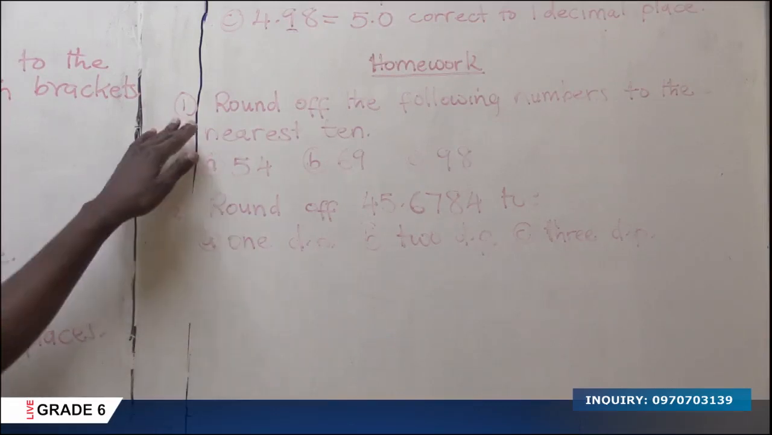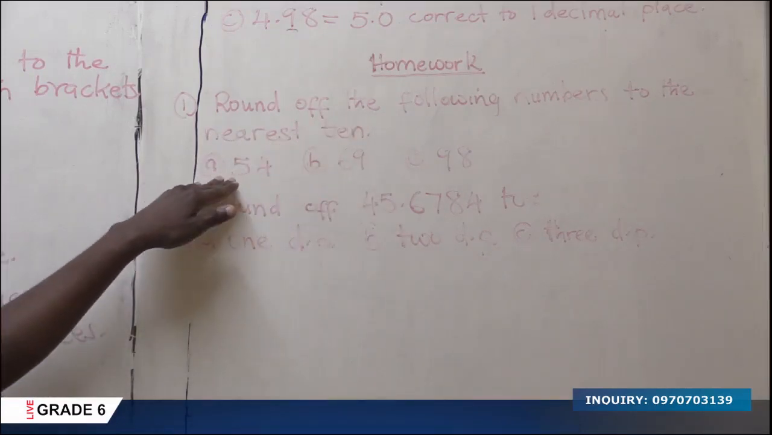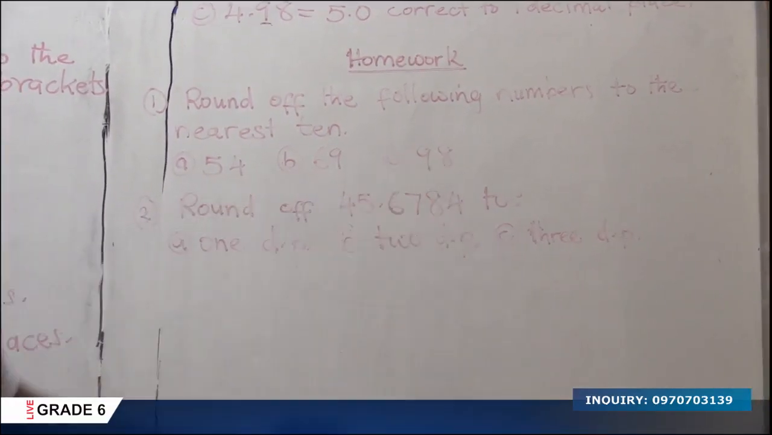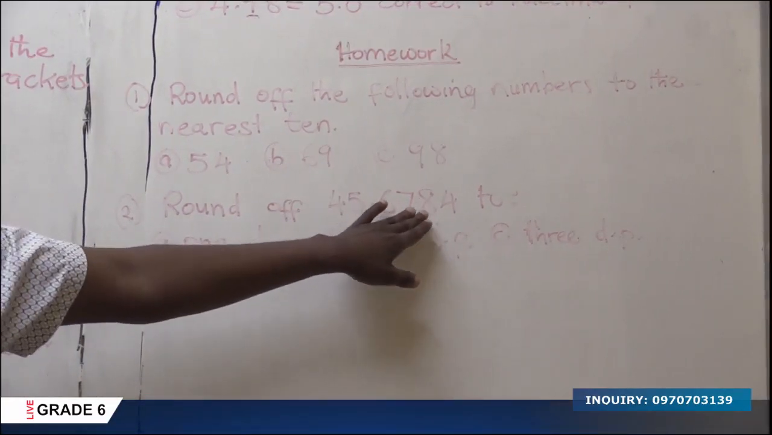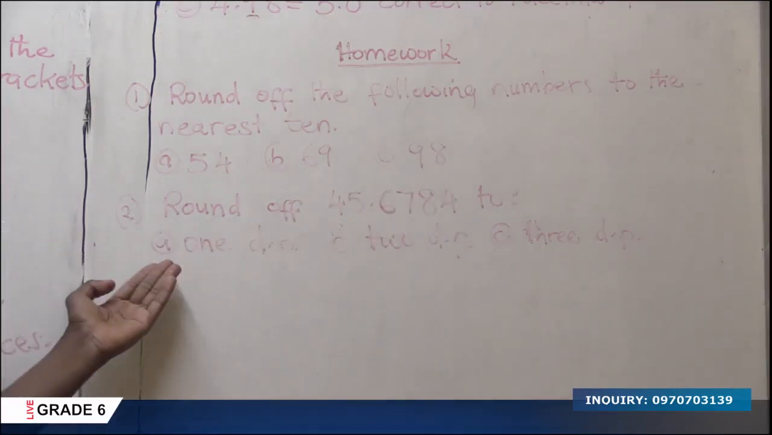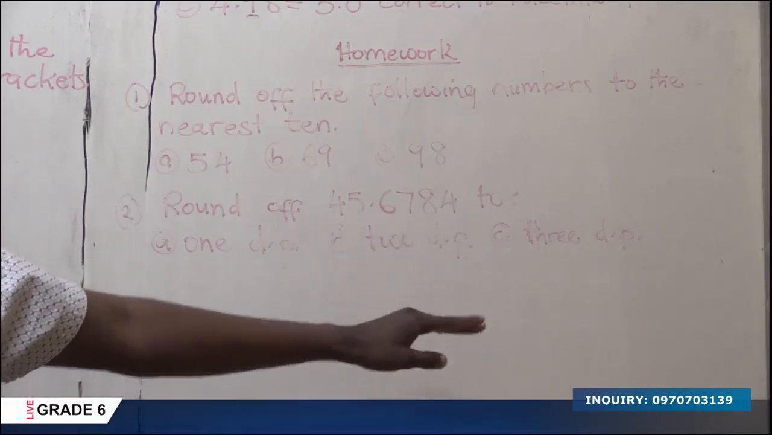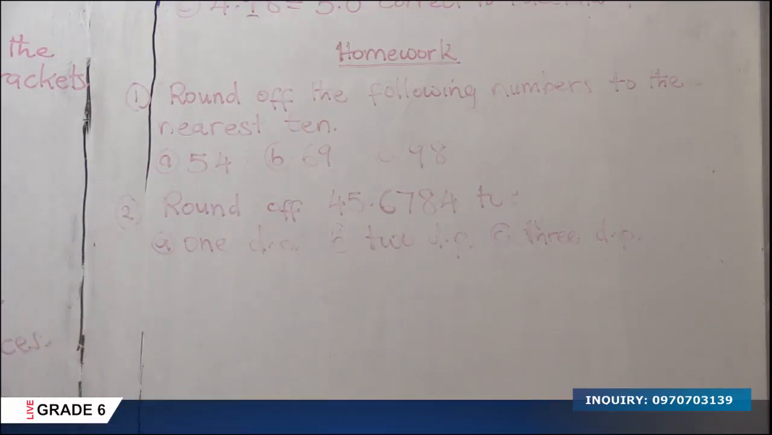Okay, so number 1 says round off the following numbers to the nearest 10. We've got A 54, B 69, C 98. Number 2, round off 45.6784 to A 1 decimal place, B 2 decimal places, C 3 decimal places. So boys and girls, I'll move away just for 40 seconds or so for you to copy the work in your books.